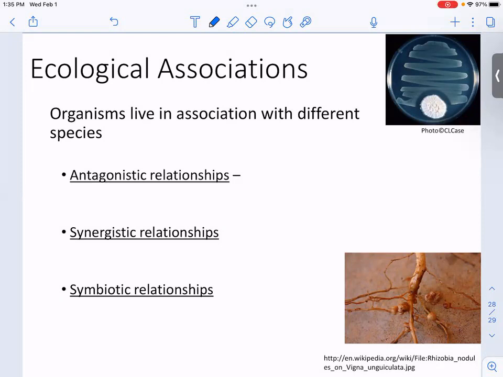So, all right, some of these relationships, antagonistic relationships, that just means when you have two organisms, one organism benefits and one is harmed.